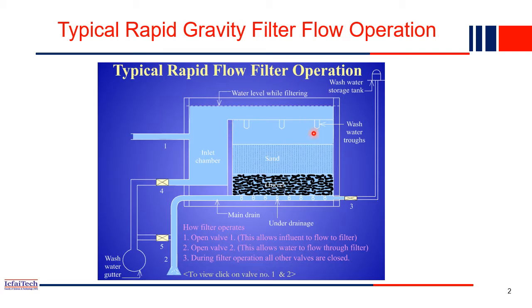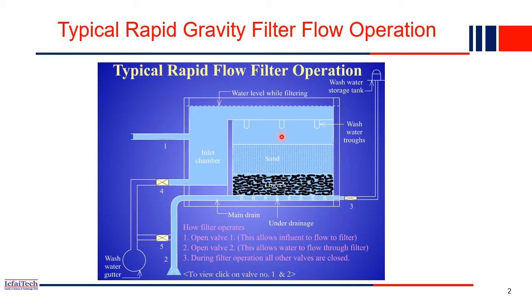The dimension of the sand particle will be larger compared to the slow sand filter, right? So the schematic diagram of the sand filter will also be exactly the same, but the only difference is the dimension of the sand particle. Here in the rapid sand filter, the dimension of the sand particle is larger. Larger sand particles will be there, and at the bottom you have the gravels.